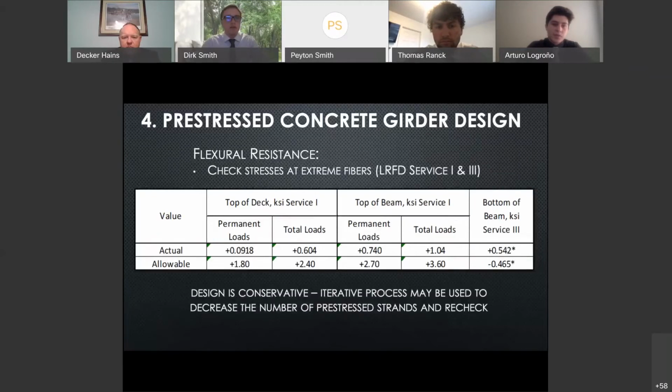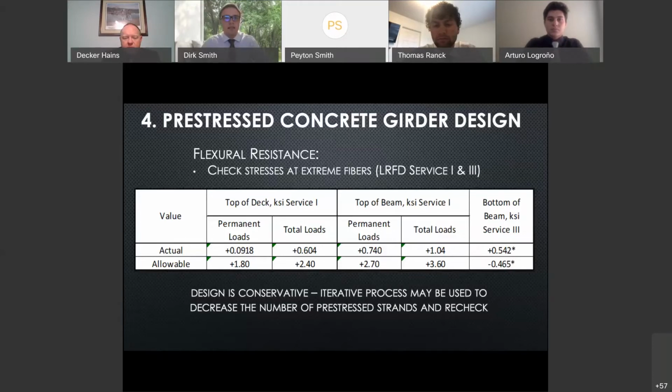The first parameter checked within the design was flexural resistance. The table shown on this slide summarizes several stress checks required by LRFD design specifications at extreme fibers on the section. These include the top fiber of the bridge girder, where maximum compressive stresses would be expected, as well as the bottom fiber of the girder, where maximum tensile stresses would be expected.